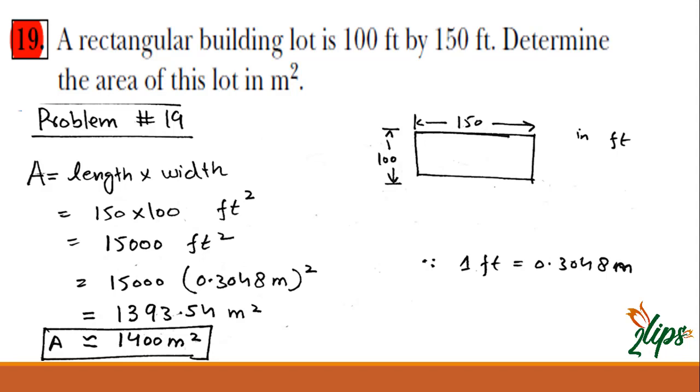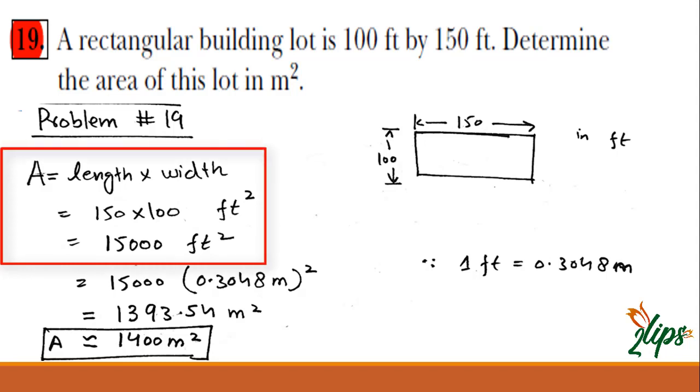Next is problem number 19. This is also a very simple problem. In this problem, the length and width of a rectangular lot are given, which are 100 feet and 150 feet. We are asked to find the area in units of meters squared. How can we find the area of a rectangular lot? It is the length multiplied by width. So 150 multiplied by 100 is equal to 15,000 feet squared.